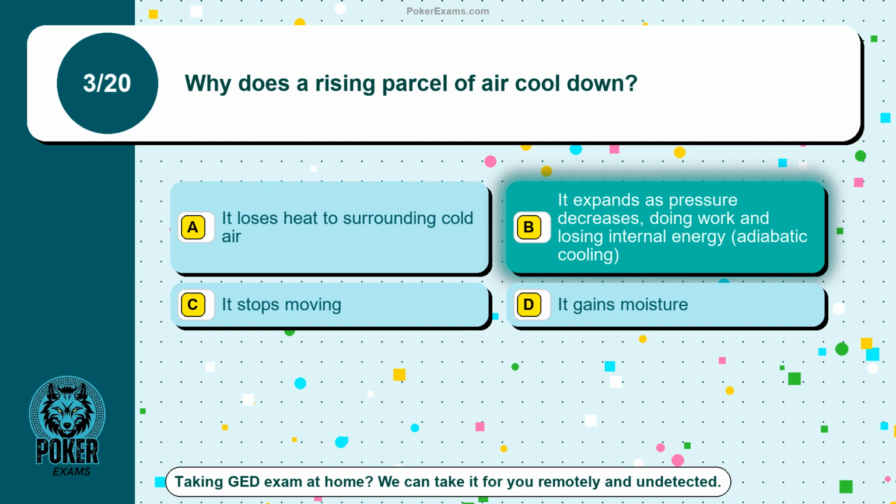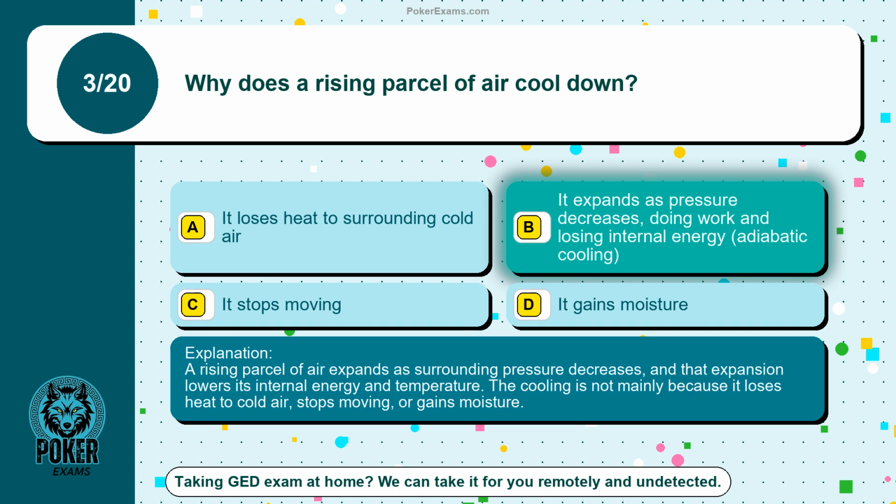The correct answer is option B. It expands as pressure decreases, doing work and losing internal energy, adiabatic cooling. A rising parcel of air expands as surrounding pressure decreases, and that expansion lowers its internal energy and temperature. The cooling is not mainly because it loses heat to cold air, stops moving, or gains moisture.